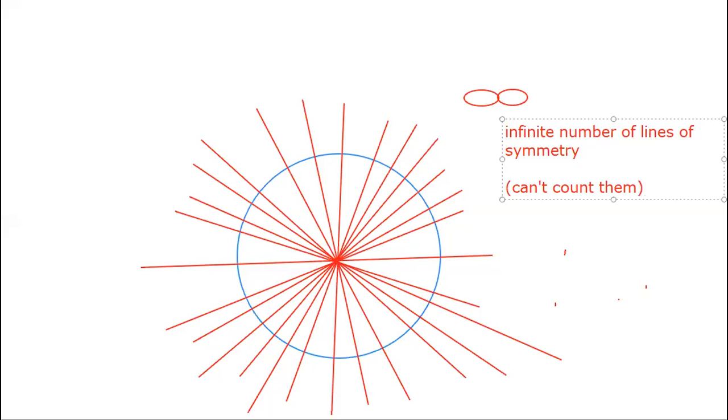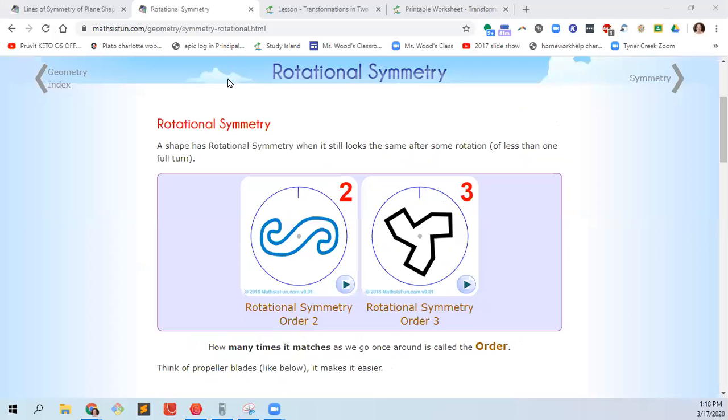Okay, so there's also rotational symmetry. Rotational symmetry means if I rotate something, will it look the same? And I might try to do another share. We'll share a web page with you. It has a pretty good demonstration of rotational symmetry.